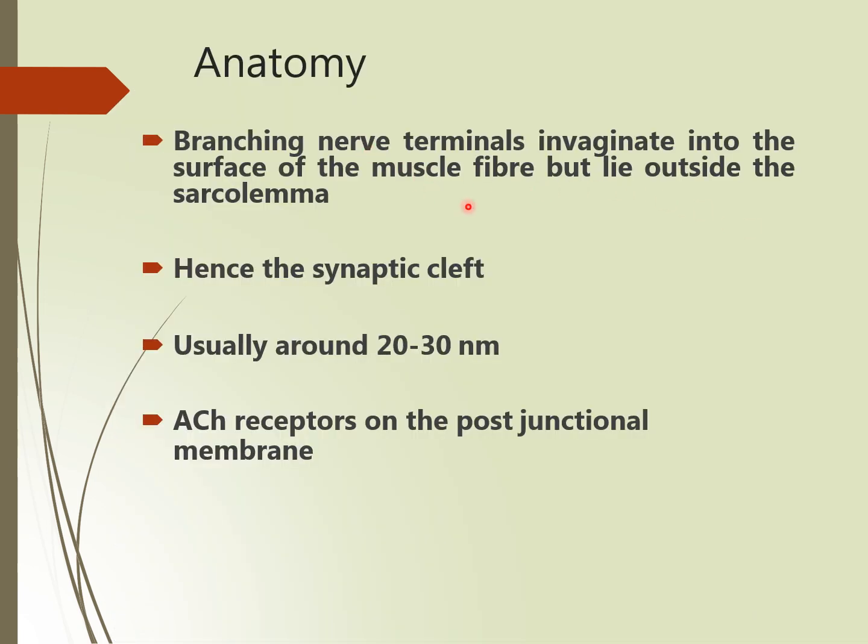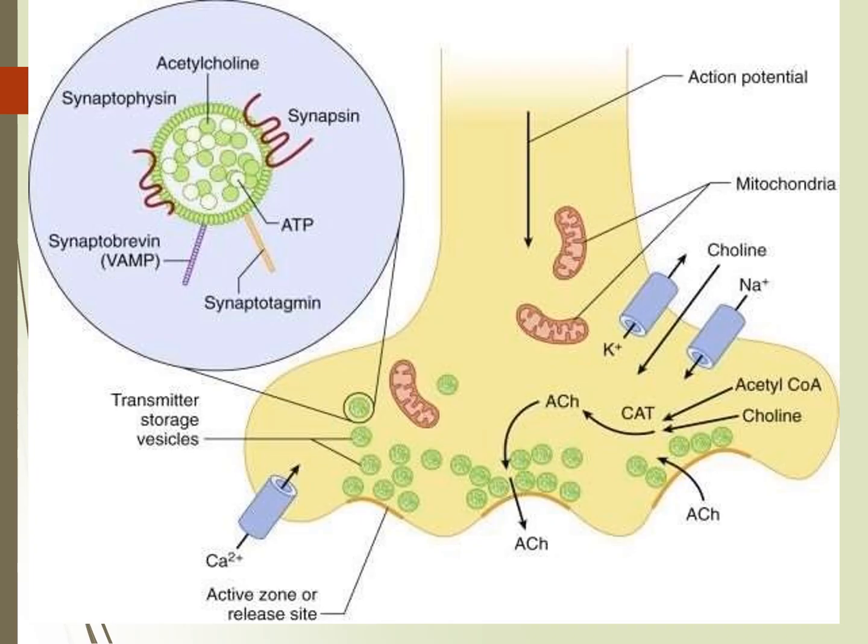And the branching nerve terminals invaginate into the surface of muscle fiber but lie outside the sarcolemma. Hence, the synaptic cleft is formed, usually around 20 to 30 nanometers or 50 to 100. It's given in different books, and ACH receptors are present on the postsynaptic or postjunctional membrane.